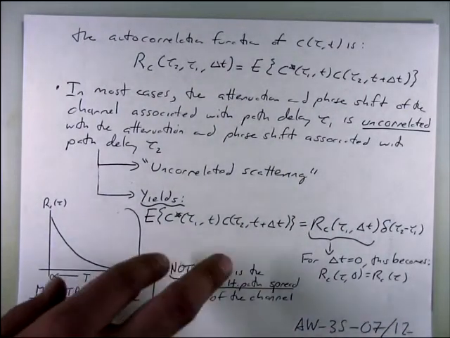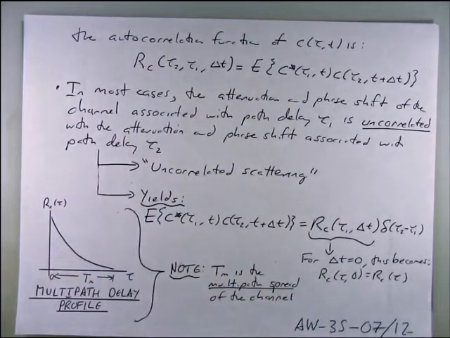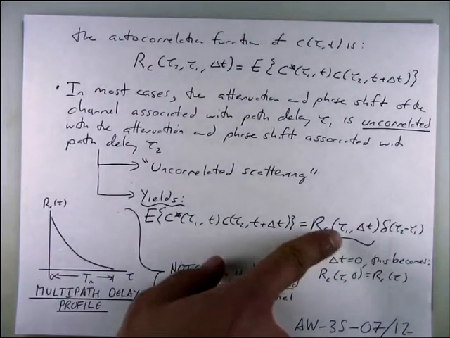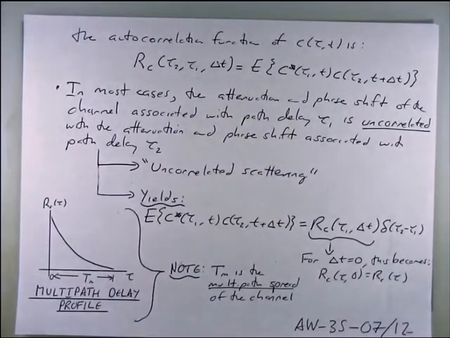So this can be represented, because of this uncorrelated scattering, we can remove tau 2 out of the equation to keep things simple. Otherwise, we have three variables for our autocorrelation function, which is very, very complex. So here's our tau term, and it's an uncorrelated scattering situation.